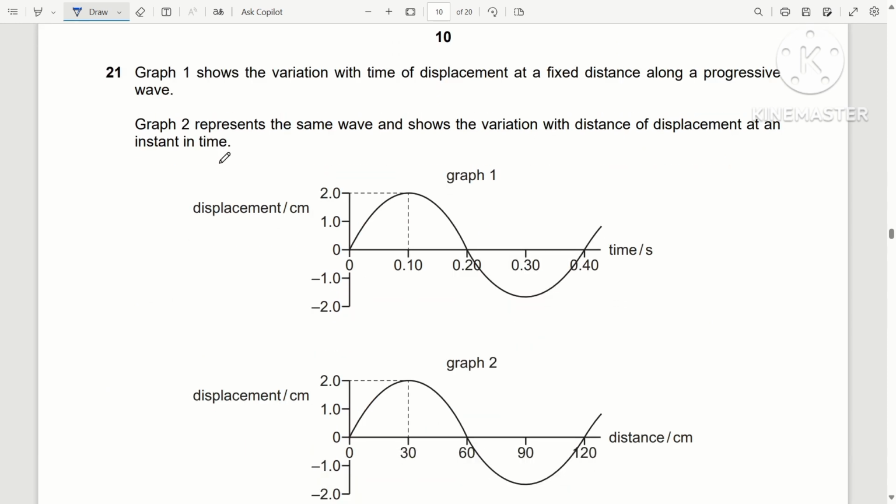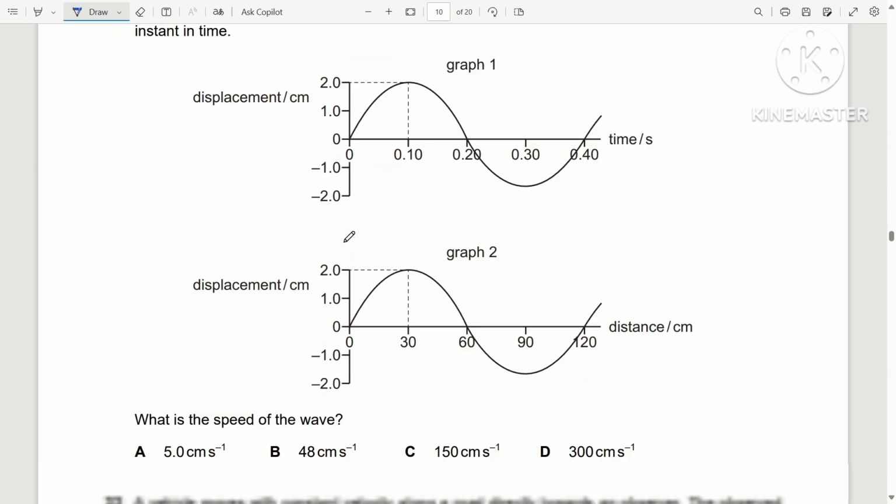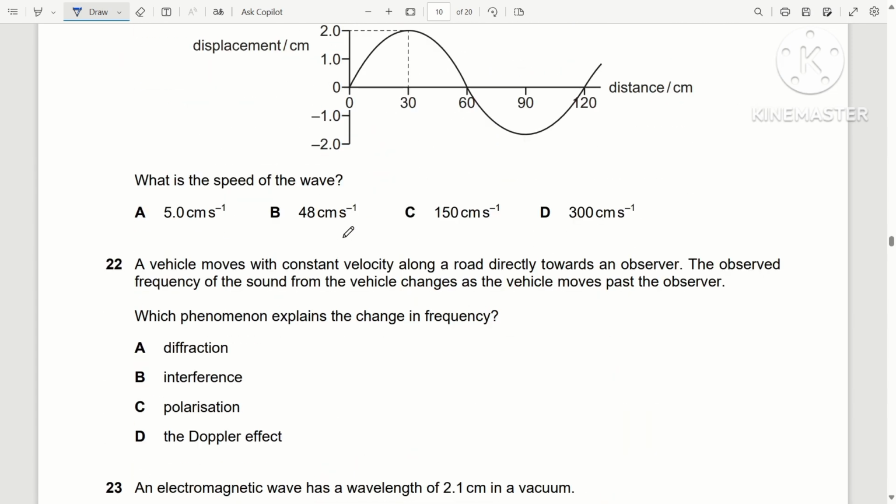Question 21. Graph 1 shows the variation with time of displacement. So in graph 1, displacement versus time is given. Graph 2 is for displacement versus distance. What is the speed of the wave?